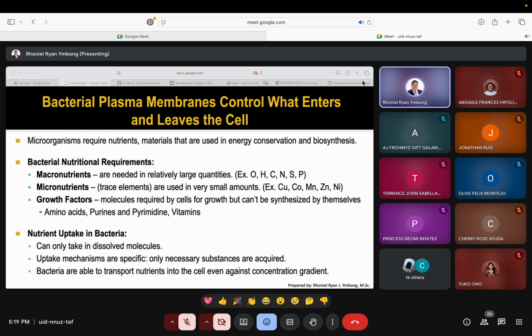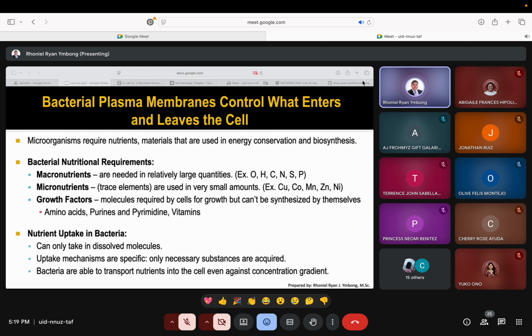So only necessary substances are acquired. So therefore, the waste products and other substances in the environment which your bacterial cell will not eventually use, they will not take in. Normally they do not bulk acquire from the environment. They just acquire what is necessary for them to survive, no?